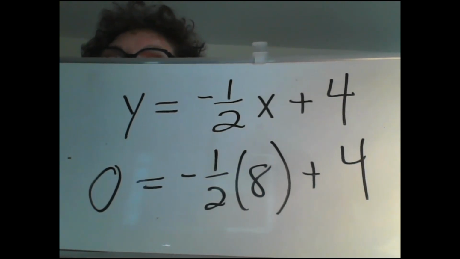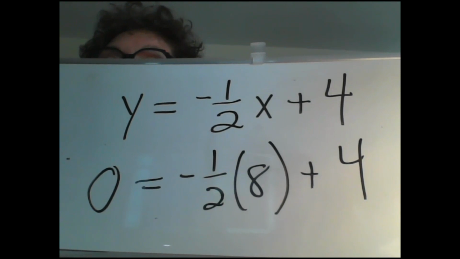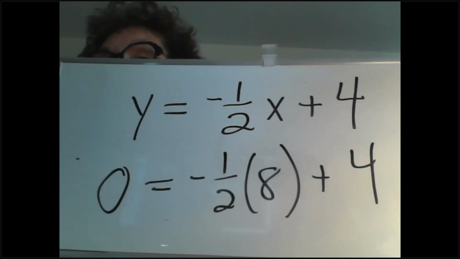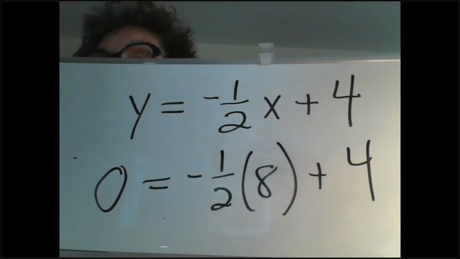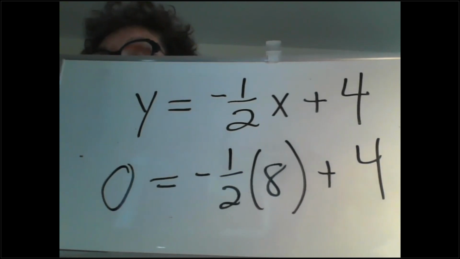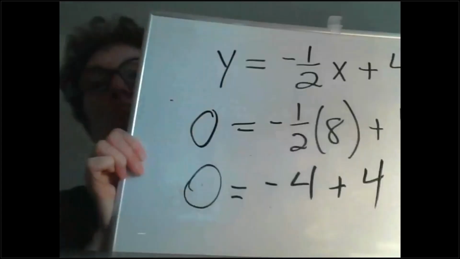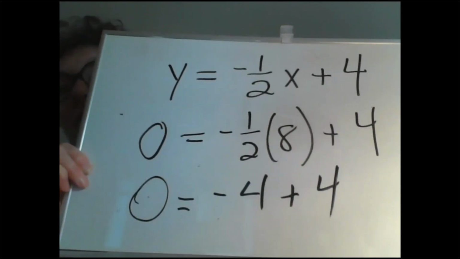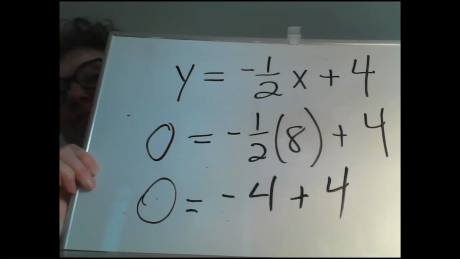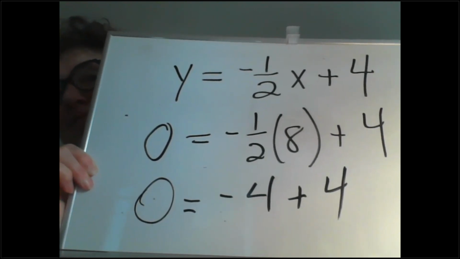Negative 1/2 times 8 is negative. What's half of 8? Half of 8 is 4, so that's negative 4. Okay, 0 equals negative 4 plus 4. Is that true? Yeah, because if you go to a number line and you go to negative 4, you add 4, it'll land at 0.